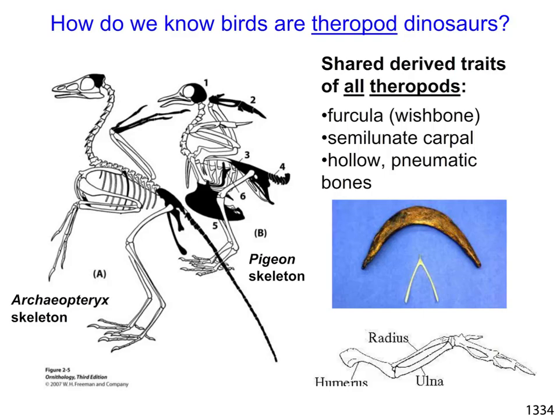Keep in mind, we don't have DNA from dinosaurs, despite what Hollywood tells us, okay? And so we have to go based on the fossil evidence alone, but you can see a lot of similarities between the Archaeopteryx and the pigeon, okay, that it's reasonable to assume that they're related because of all these similarities.